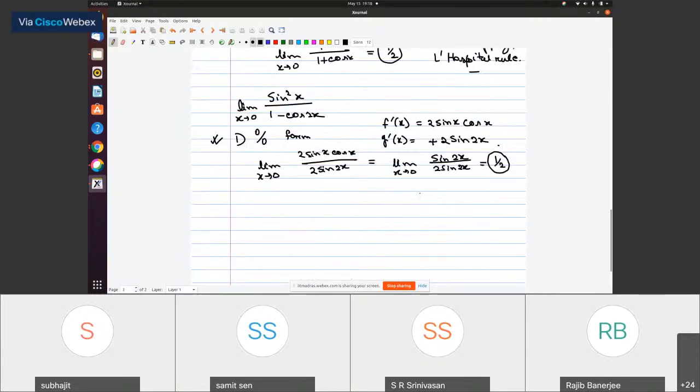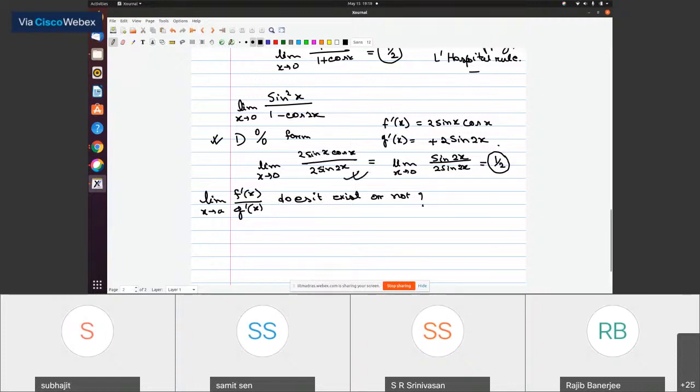Basically our point was to check whether this limit, the limit of f dash x by g dash x, exists or not. In this case, this limit exists.